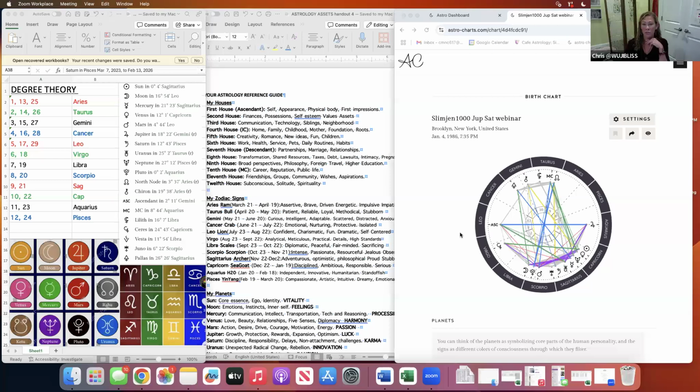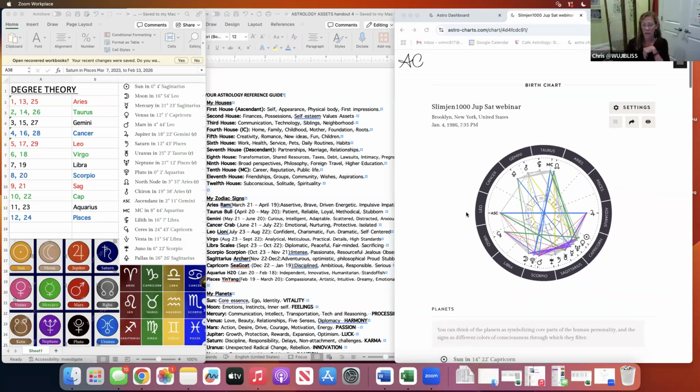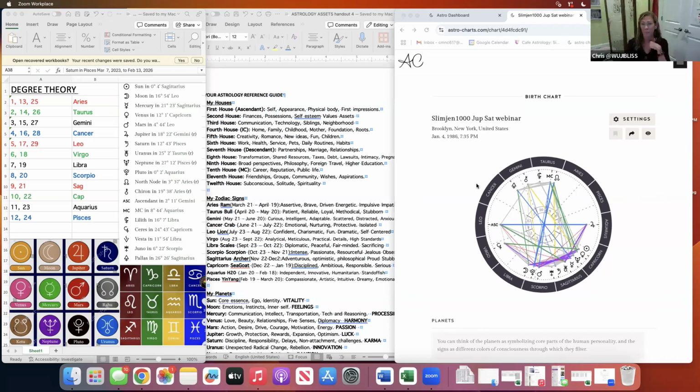The first house starts at 9 and rotates counterclockwise around, meaning that the 12th house, the house of the subconscious, is at 10 o'clock. And the 11th house is before that. The first house is below it.